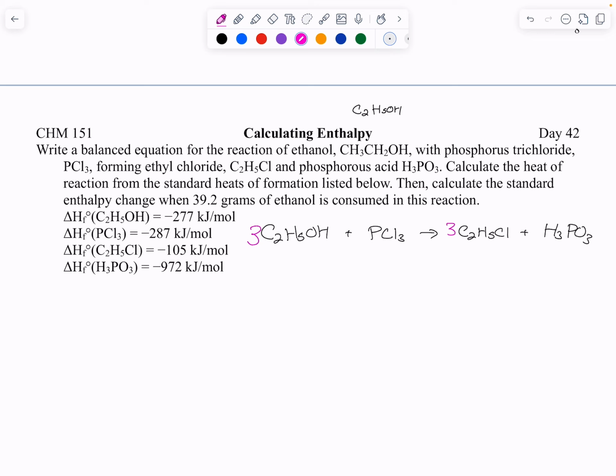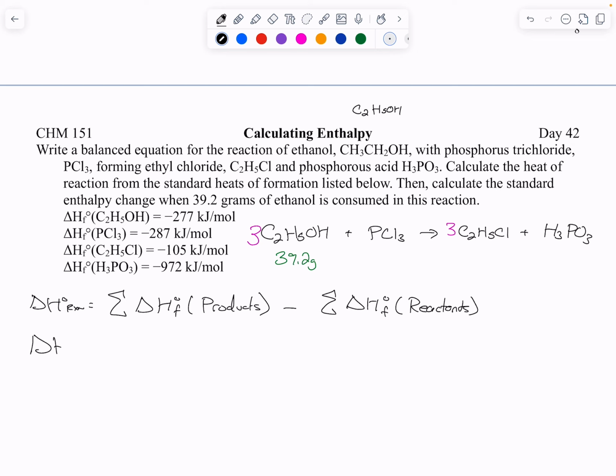Now, we have 39.2 grams of ethanol that is burned. Calculate how much heat is released when that happens. Calculate the standard enthalpy change and calculate the heat of the reaction. All right. So we have the delta H of formation, so delta H of the reaction is equal to the sum of the products minus the sum of the reactants.